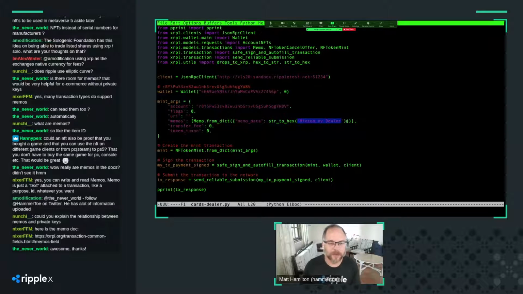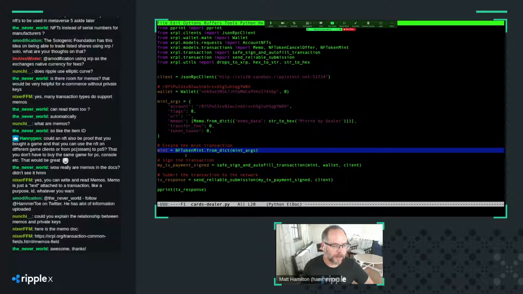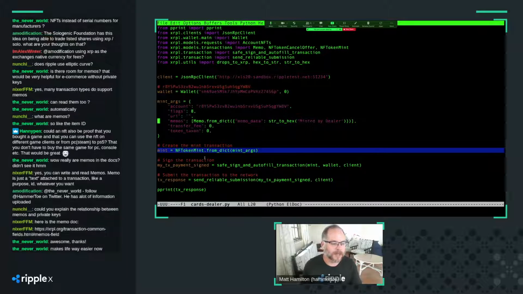This is intended for some code for a card game, as an example I was going to be working on for this. So we've got the arguments here. We instantiate an object here, an NFT mint transaction object. And again, we do the same thing. We sign the transaction and then we submit the transaction. And we're doing a similar thing here.